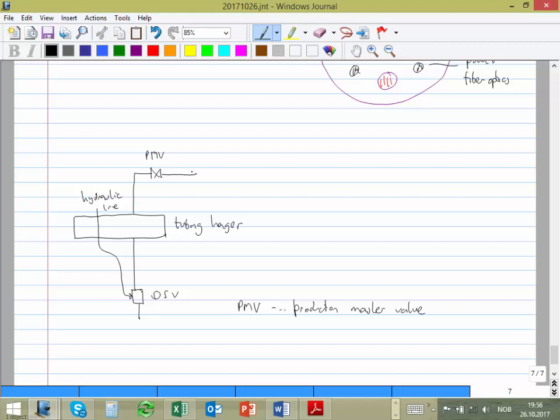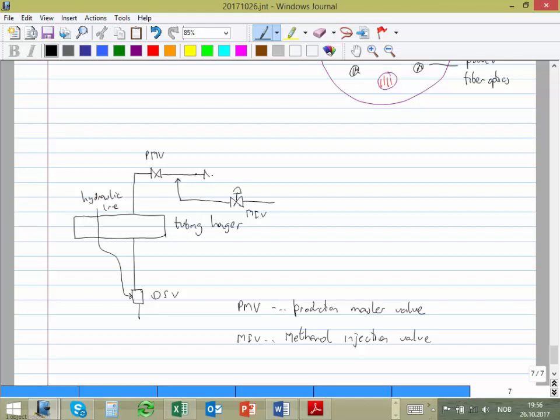Then here, exactly here, is where I inject the inhibitor. And for the inhibitor, I have another valve. It is a control valve that I call MIV. MIV stands for methanol injection valve. That's to control how much methanol I want to inject on that particular well.